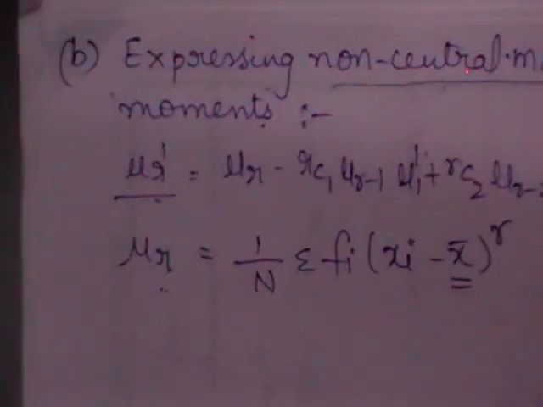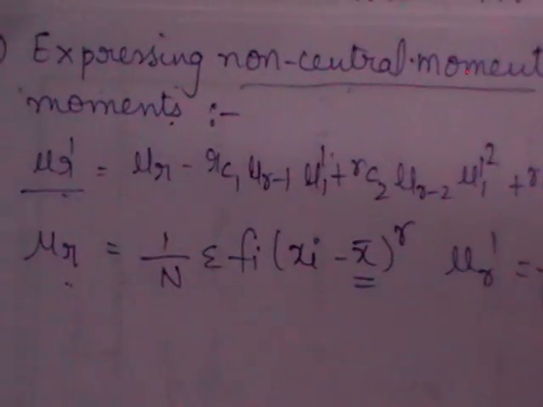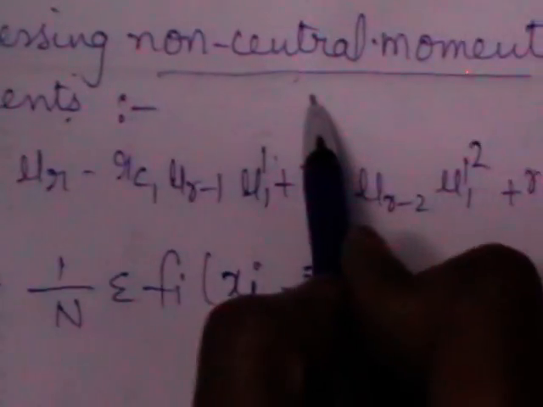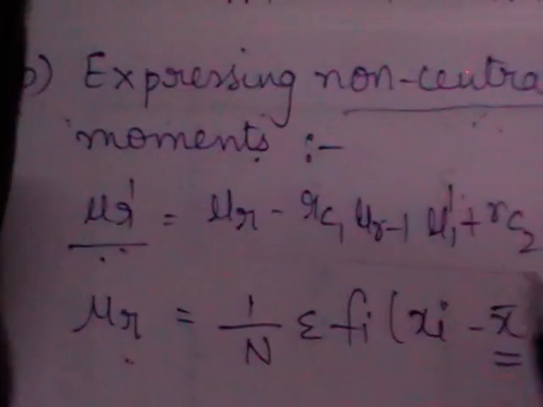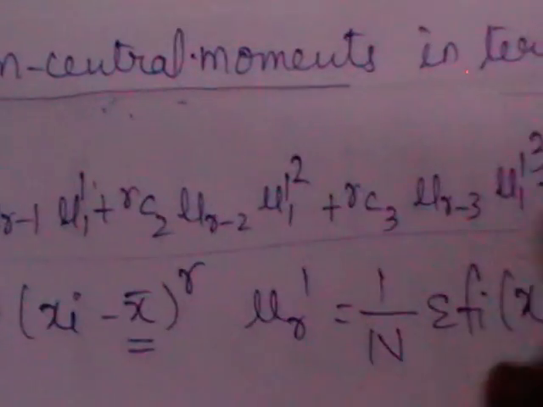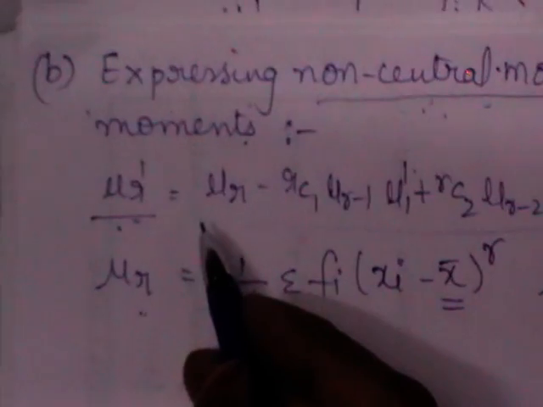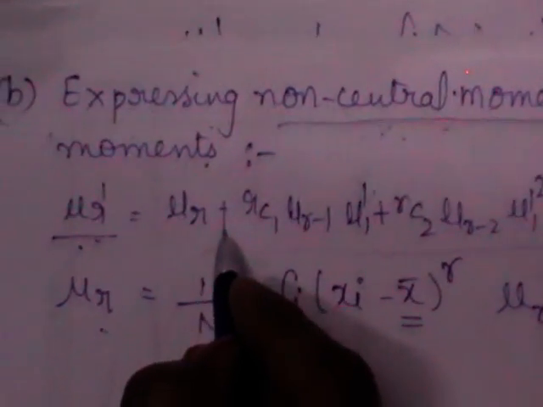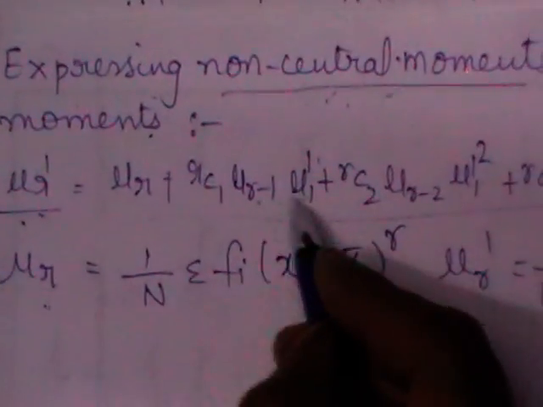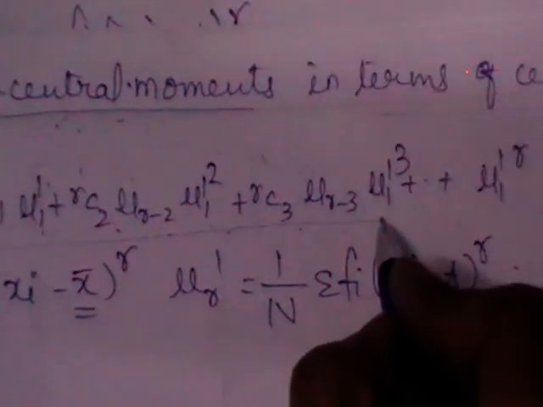RHS. Again I repeat, expressing non-central in terms of central moments involves a statement where the LHS, the left hand side part of the statement, starts with non-central, and all the RHS consists of the other term called central moments. Here it is, mu r dash is equal to mu r plus rC1 mu r minus 1 mu 1 dash plus rC2 mu r minus 2 mu 1 dash square plus rC3 mu r minus 3 mu 1 dash whole cube and so on plus mu 1 dash whole power r.